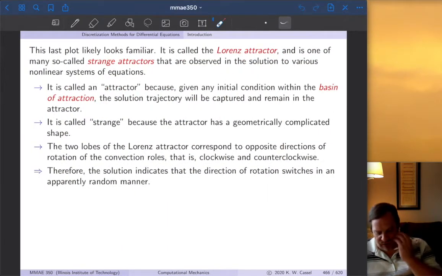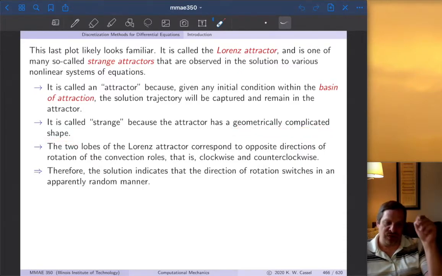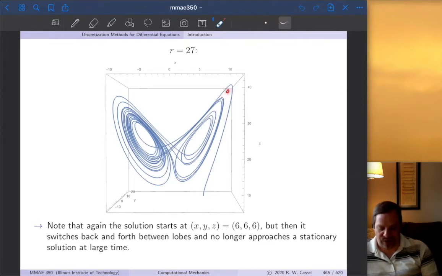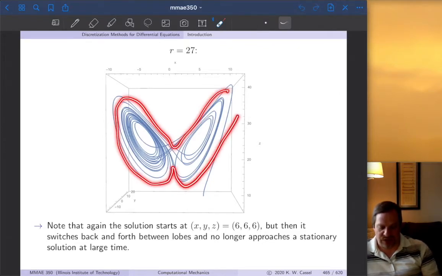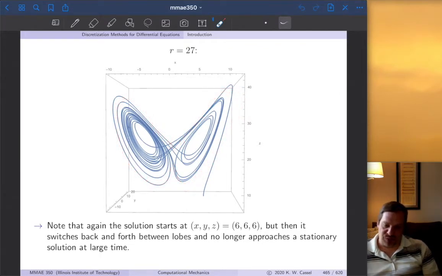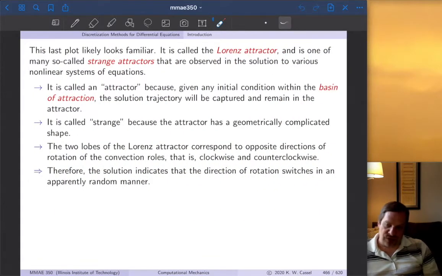So that's an attractor. Now we call it strange because it has a geometrically complicated shape. You'll remember in the forced Duffing equation we had that beautiful set of dots from the Poincare section, and that's obviously very geometrically complicated. Here it's not as geometrically complicated, but nevertheless it is somewhat complicated. It looks like this butterfly wing sort of shape. So that's what makes it strange, and then it has various other properties that we'll illustrate in a little bit.